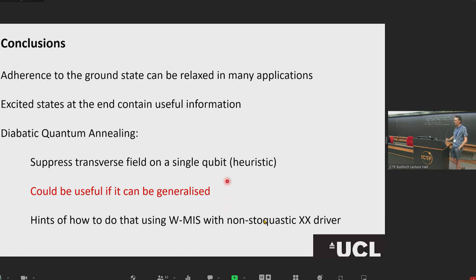Given accessible information about the problem you're trying to solve, how do you engineer your driver and your catalyst in a way which gives you the required state transitions? That, I guess, is the million-dollar question for DQA. And what we've shown is there are some hints of how you might do that, at least in the context of this weighted maximum independent set problem using a non-stochastic XX driver.